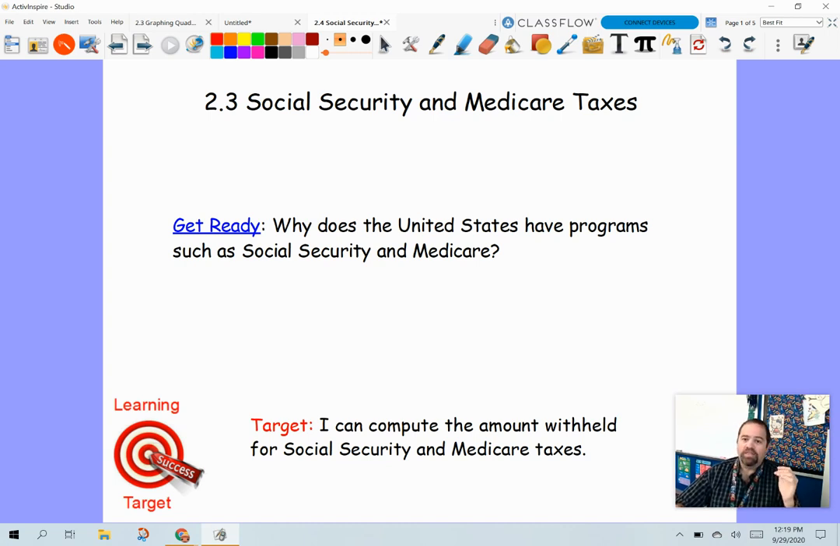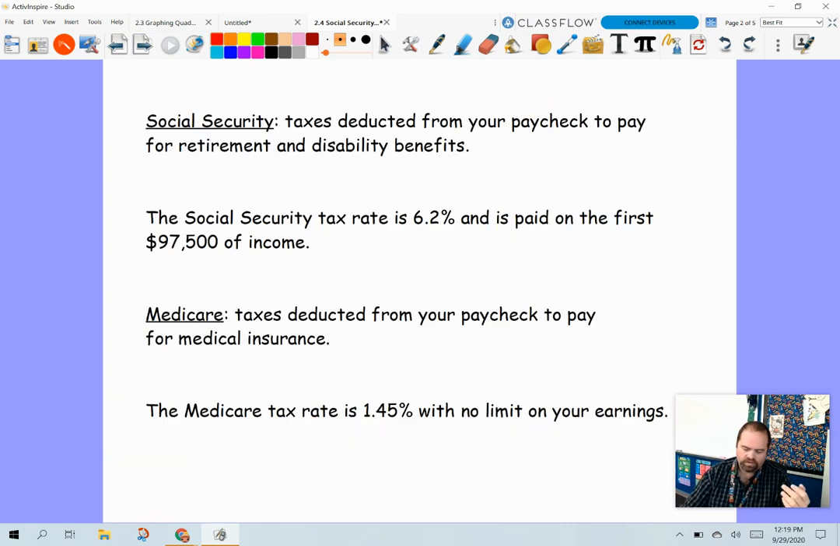Now, they're very easy to calculate. So that's kind of a nice thing after the federal income tax. But what I want you guys to realize is what they're for and how they're structured here. Your Social Security taxes go to pay for retirement and disability benefits for people that can't work or aren't able to. The only catch is that Social Security taxes are a percentage deducted from your income, but only for the first $97,500. I have no idea who came up with that number. It seems kind of random.